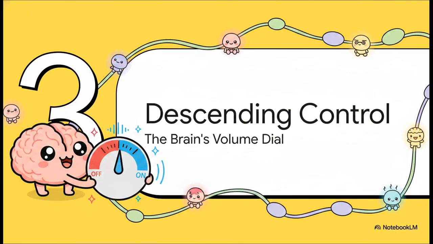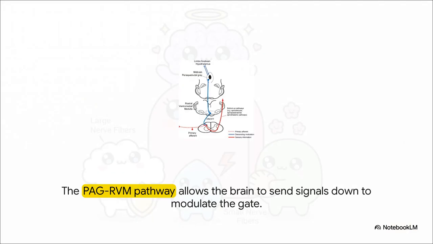But wait, the story doesn't just stop at the spinal cord. Your brain isn't just a passive audience member in all of this. It's more like the director of the show. It has its own powerful top-down control system. Think of it like a master volume dial for pain. And this pathway you're seeing here, the PAG-RVM system, is that volume dial. Your higher brain centers, the parts that deal with emotion, stress, and expectation, can activate a part of the midbrain called the periaqueductal gray, or PAG.